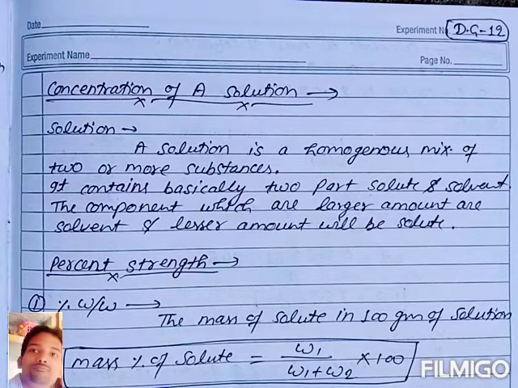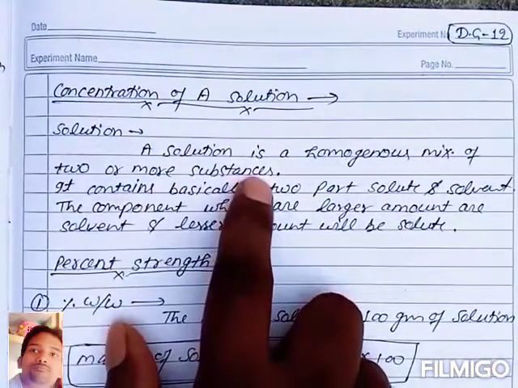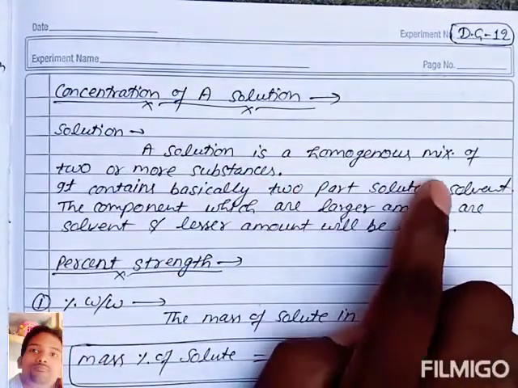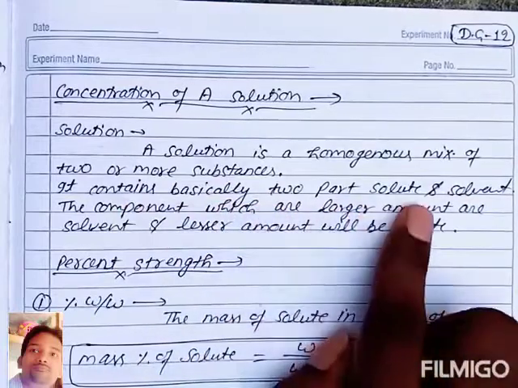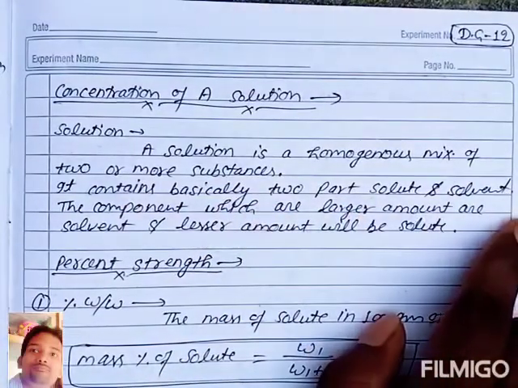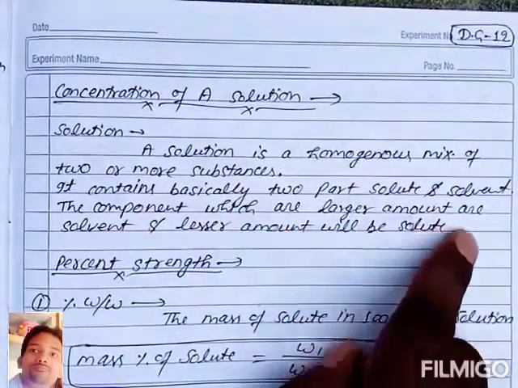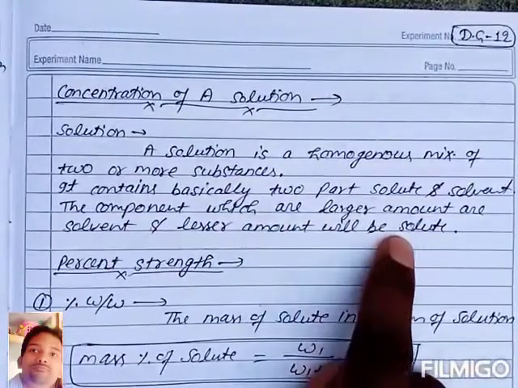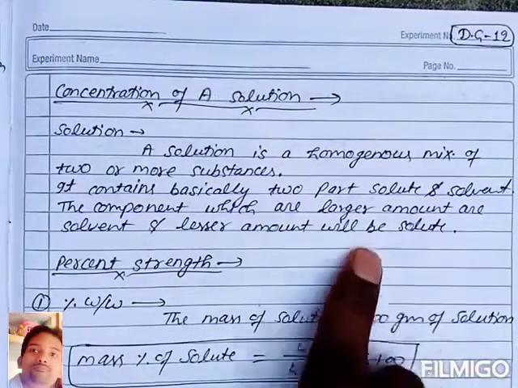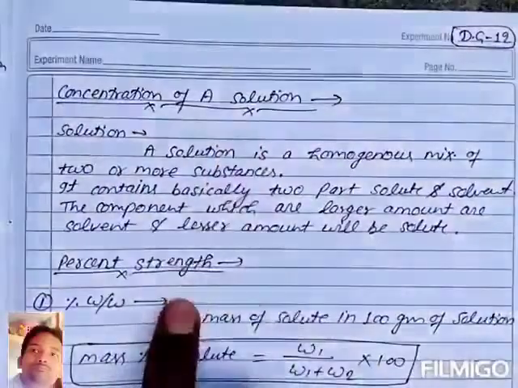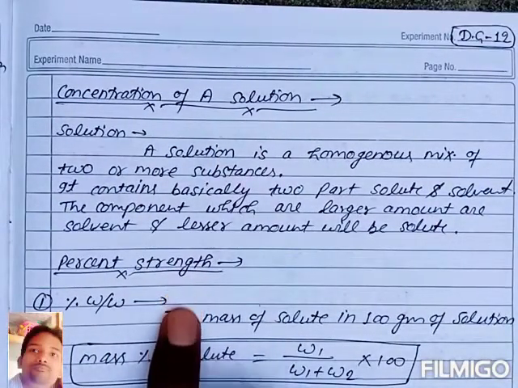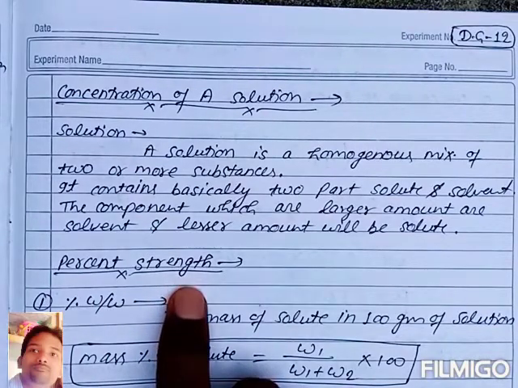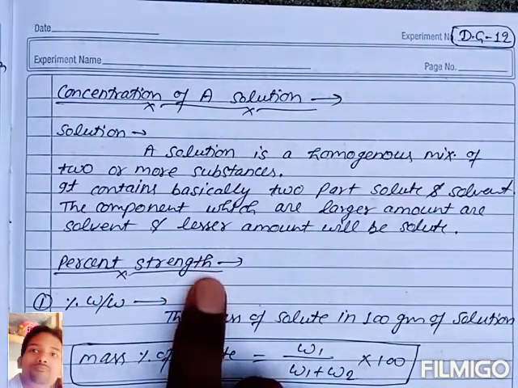A solution is a homogeneous mixture of two or more substances. It contains basically two parts, solute and solvent. The component in larger amount is the solvent and the one in lesser amount is the solute. Now, for knowing the solution there is a requirement of the percentage strength, and for knowing the percentage strength, the solute amount plays a major role.